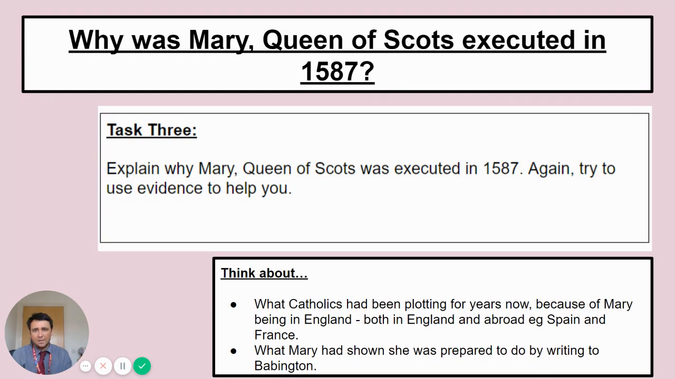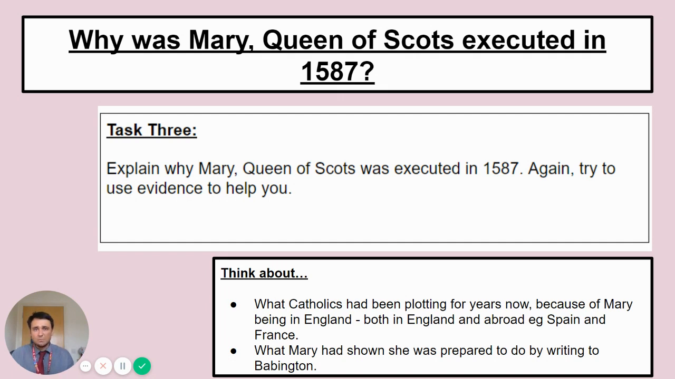Task 3. Explain why Mary, Queen of Scots was executed in 1587. Again, let's try and use evidence to help us here. Think about what Catholics had been plotting for years now. What had they tried to organise because of Mary being in England? Because in England and abroad, Spain and France, what had they tried to do? Where's your evidence for this?